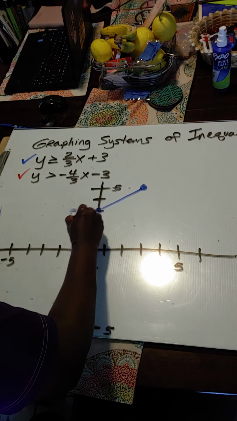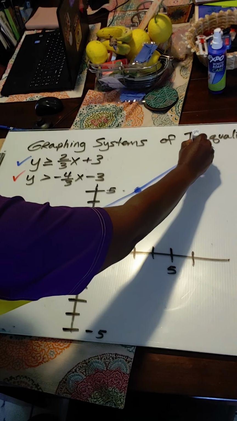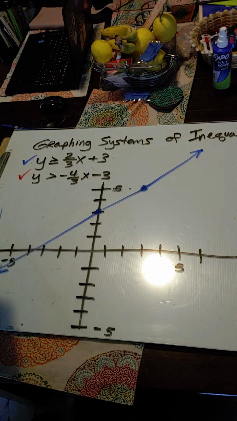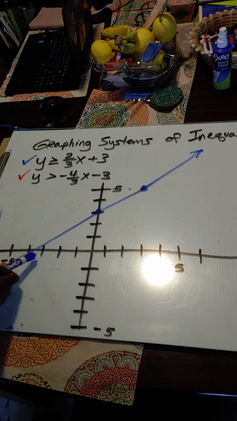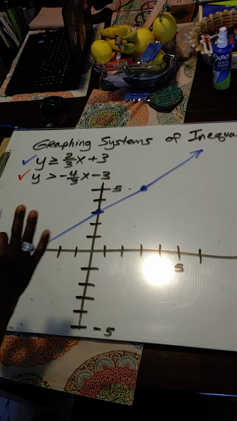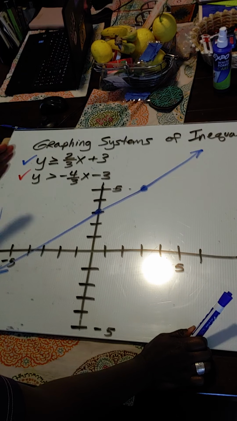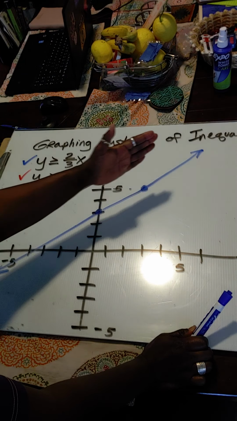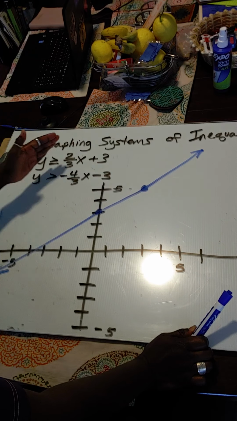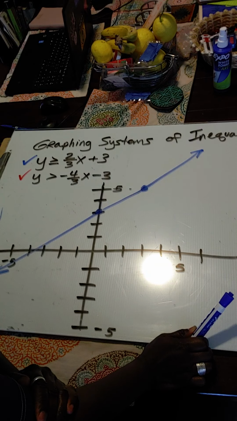Now, of course, I would use a straight edge or a ruler. I don't have one. It's okay. And so this is the line. This blue line represents the line of this inequality. Now, of course, because it's an inequality, I know that I have only divided this coordinate plane into 2 parts, an upper part and a lower part. And so I know that I need to shade one of those sides.